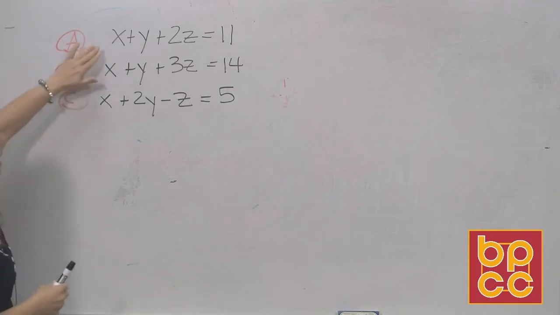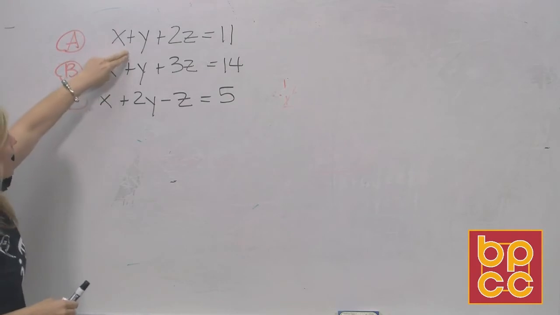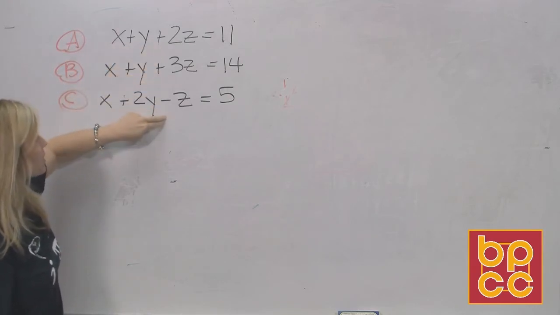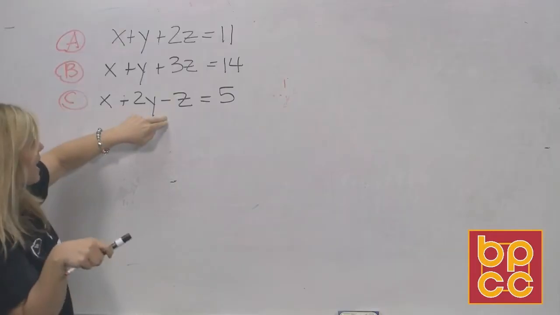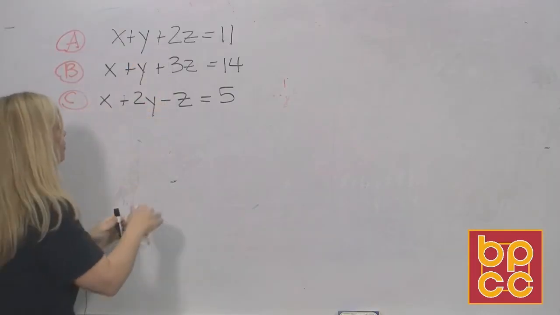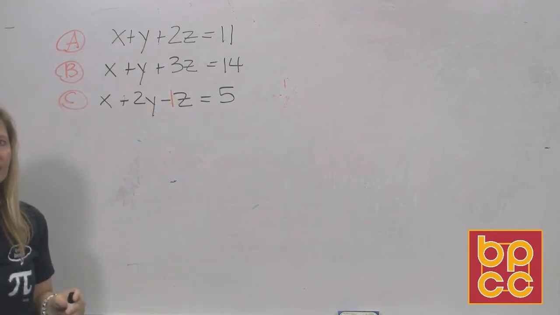So are the x's opposites? Nope, they're all x's. They're all positive. Are the y's opposite? Nope, they're all positive y's. Are the z's opposite? Well, you have to be careful. That's a positive 2z. That's a negative 1z. So even though they have a plus and a minus, they're not opposite yet.